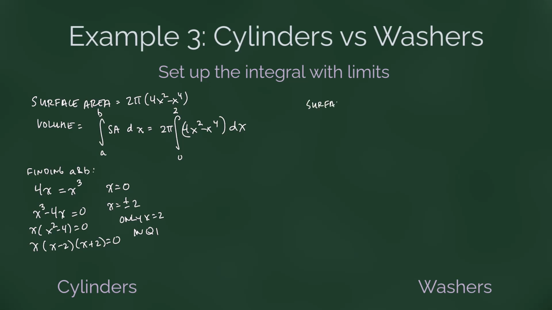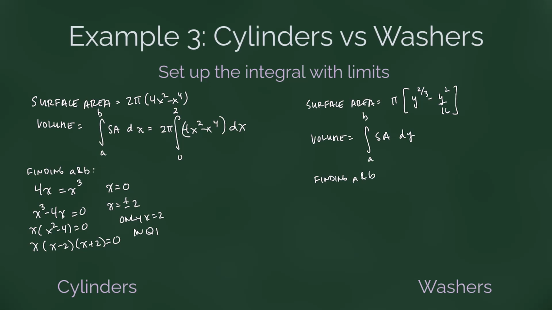We'll do something similar for washers. We have a different surface area formula, of course, because we have a different slice. So our surface area here was pi times y to the 2/3 minus y squared over 16. Our volume then is the integral from a to b of the surface area, this time with respect to y.